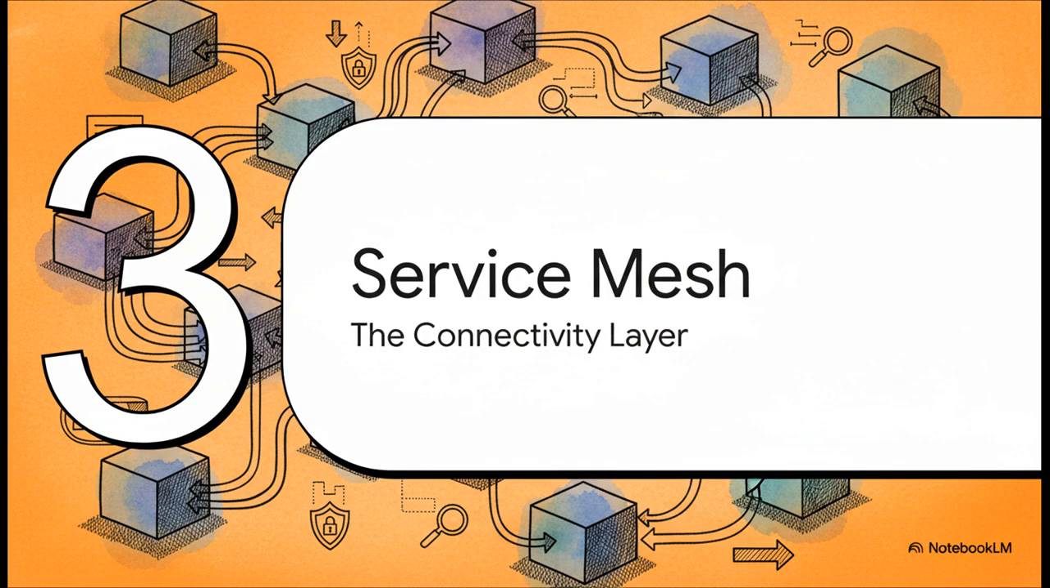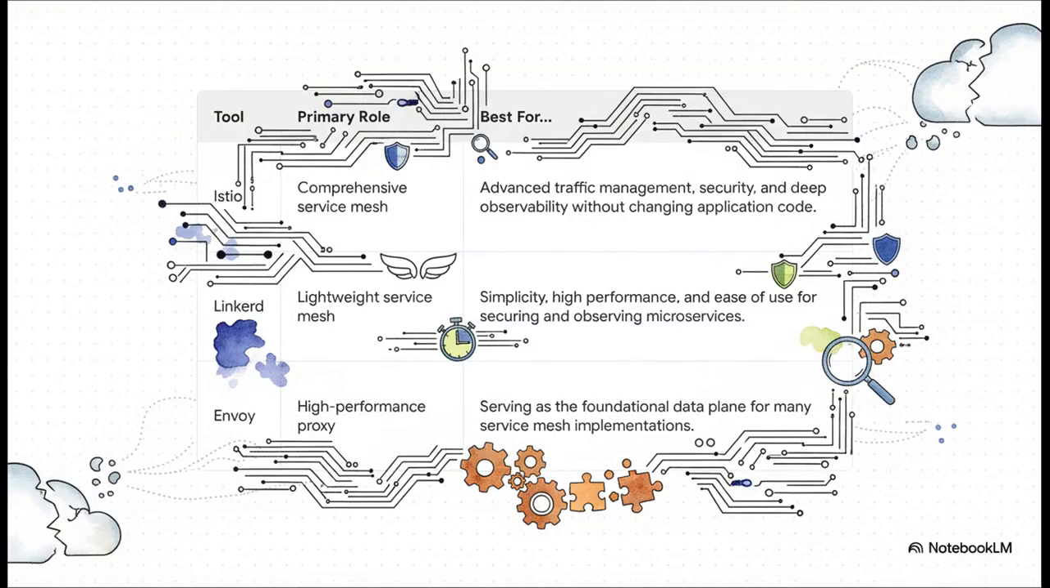It is a dedicated infrastructure layer that's built to handle all of that service-to-service communication. It takes care of traffic routing, security, and seeing what's going on between your microservices. And the best part? You don't have to change a single line of your application code. It's like having a smart, invisible traffic cop for all your apps. Your choice here really boils down to your priorities.